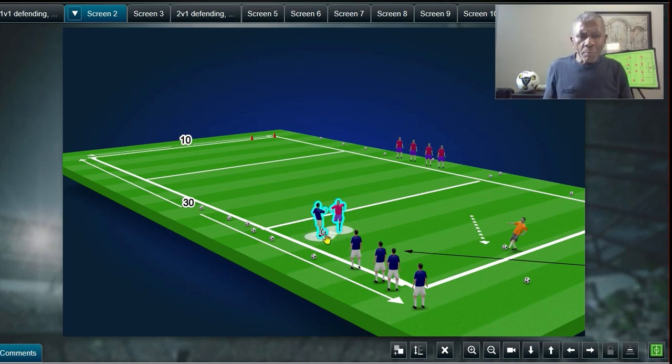Now I want to show you when the attacker starts to dribble. That's what I mean by composure. He just has to follow here, with the same angle of approach and everything. At some moment, it's going to happen. Okay, all right, let's move on here.